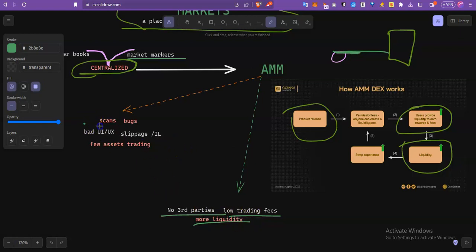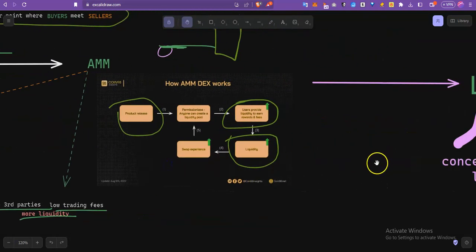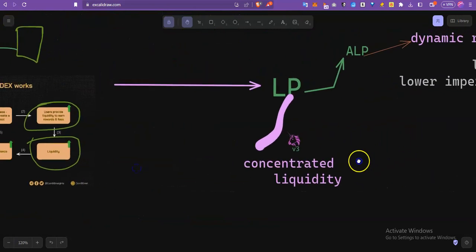Now, but there are many problems. Some of them could be scams. You could be robbed. There are bugs, especially with smart contracts. The UX of many of them is terrible. You need to be taught how to use it. There is slippage in many of these cases, price slippage for traders, and then impermanent loss for those who provide liquidity. And then there are fewer assets to trade on these platforms, but they are getting better over time. So let's talk about the LP.